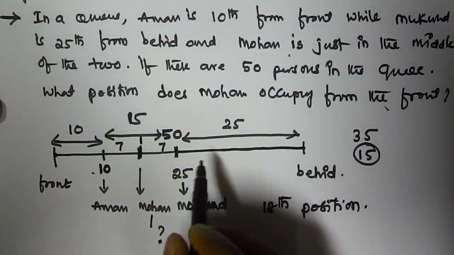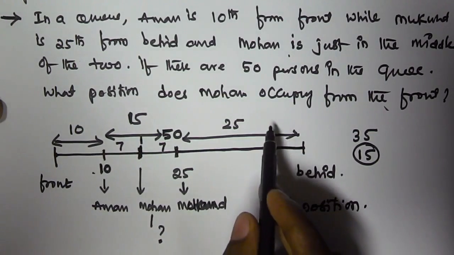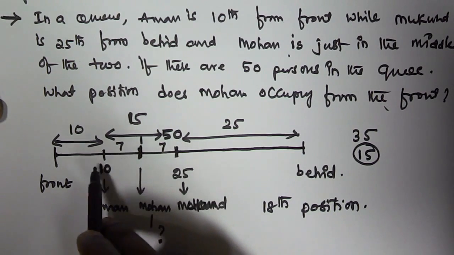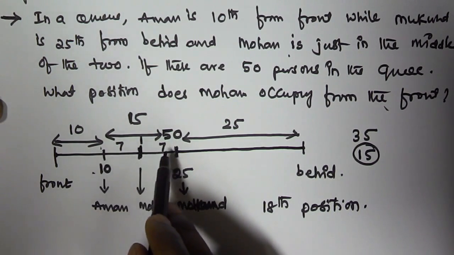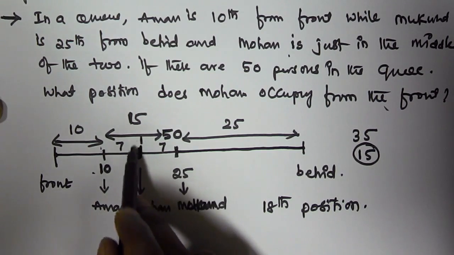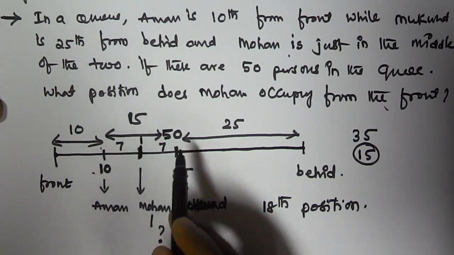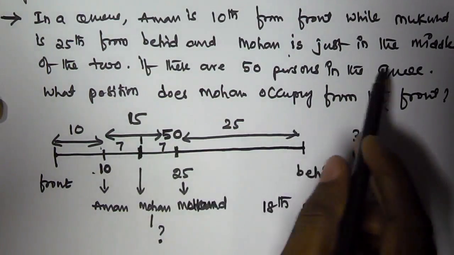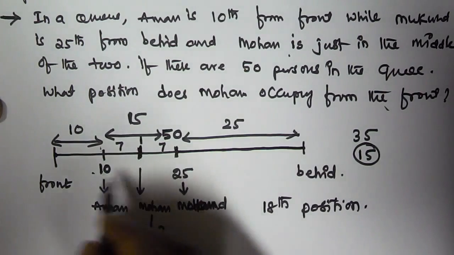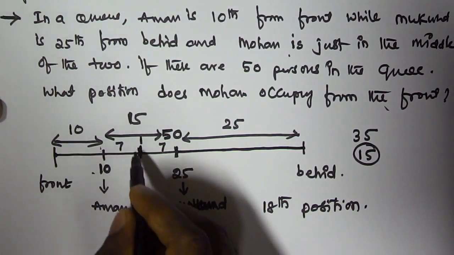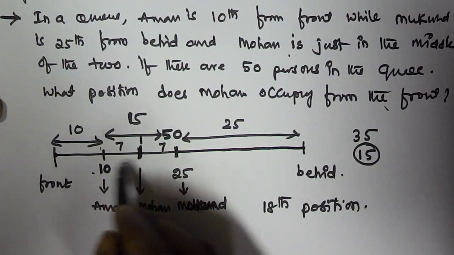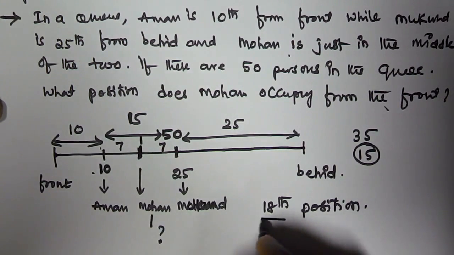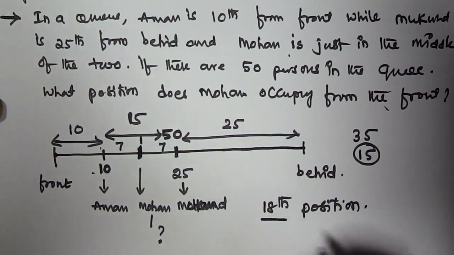Here 10 is there, 25, so 35 is over. In between Aman and Mukund, 15 people are there, divided like 7, 1 and 7. Mohan occupies that middle position, and it is clear from the question that he is in the middle of the two. 7, 7 and the middle one is the 8th position, that is 10 plus 7, 17, plus 1, 18. So Mohan is at the 18th position from the front.